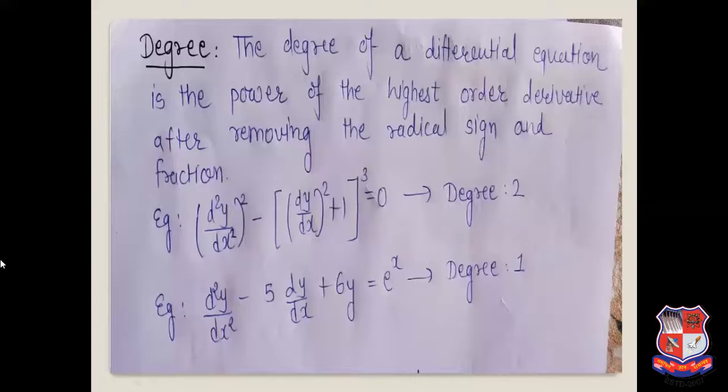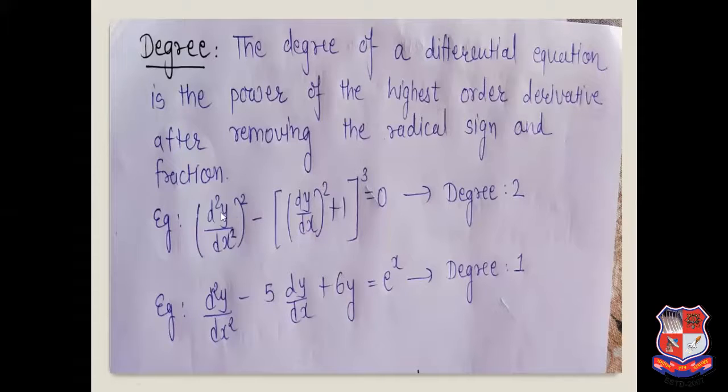The next definition is degree. The degree of a differential equation is the power of the highest order derivative after removing the radical sign and the fraction. So, if we have to find the degree of the given differential equation, first you have to check the radical sign and the fraction. If it is present, so you have to first remove this radical sign and this fraction. After that, check the highest order derivative term.